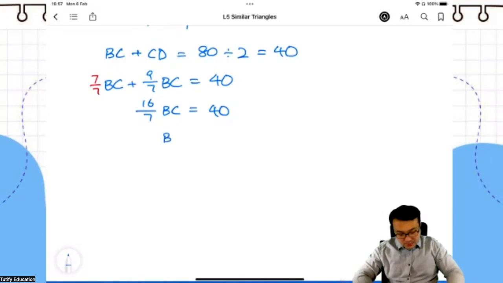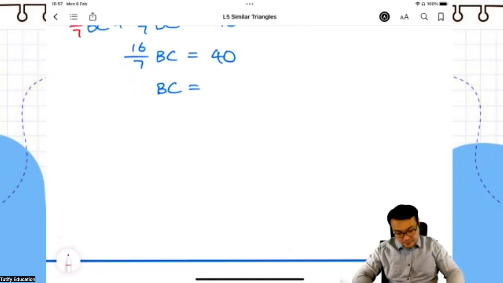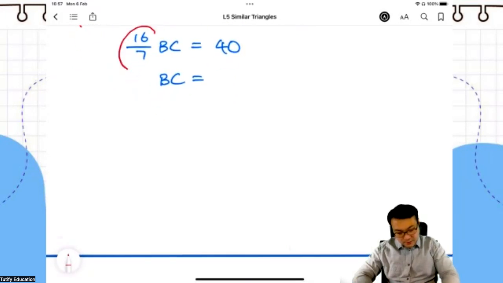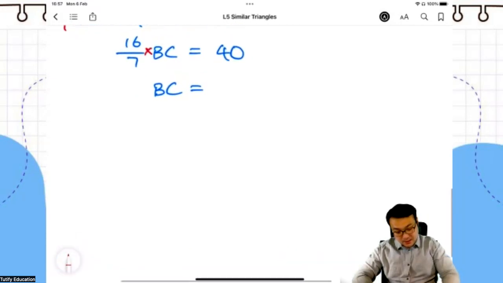Okay. So now we know this. Can I find BC now? Yeah. What should I do? BC equals... Get rid of this. 40 minus 16/7. Minus. This is times. Oh yeah. Divide. Sorry. So let's divide both sides by 16/7. Correct?